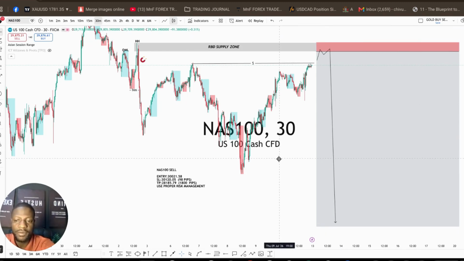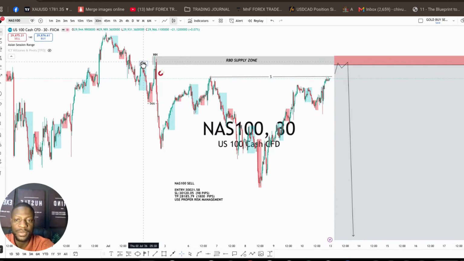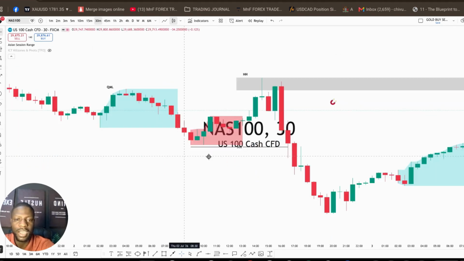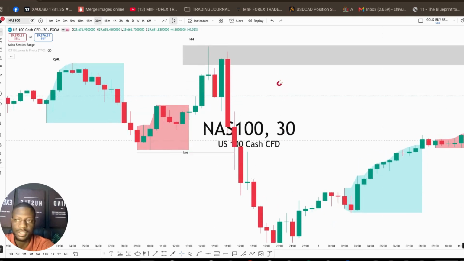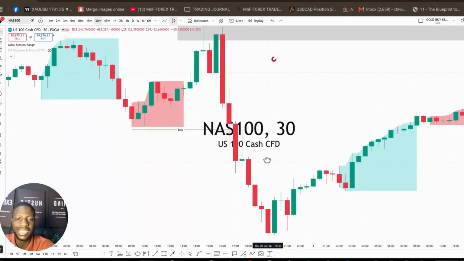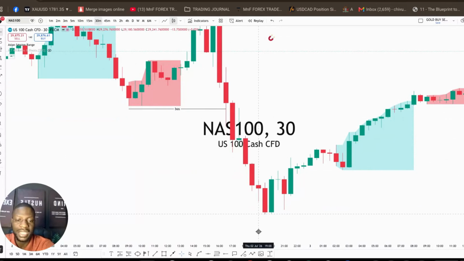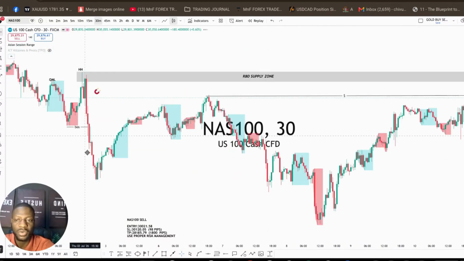So what you can see from here is that we had a nice rally base drop with a break of structure to the downside, and then we also had a QML right here. And then just look at the character of the candles that were breaking this structure right here. You can see very significant candles, and these are the type of candles that we like to see. So this really fits our criteria. Rally base drop supply zone, and then also we have a QML right here.